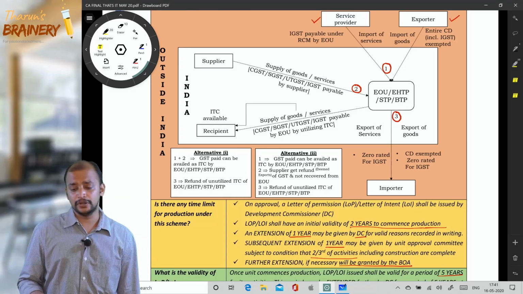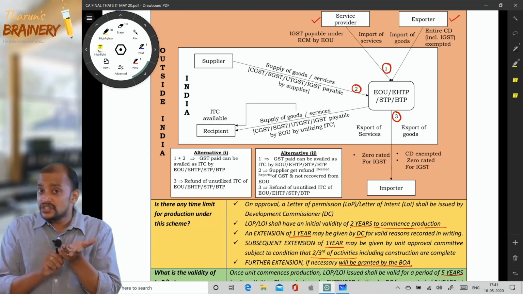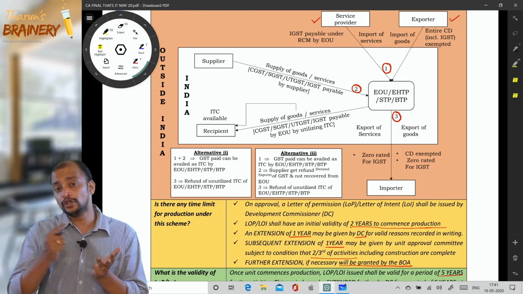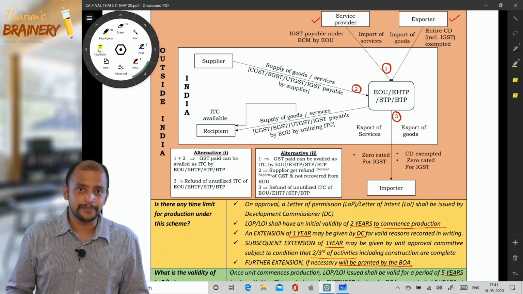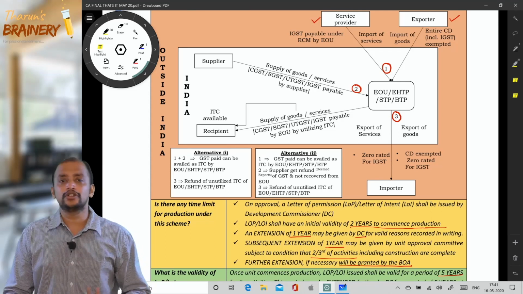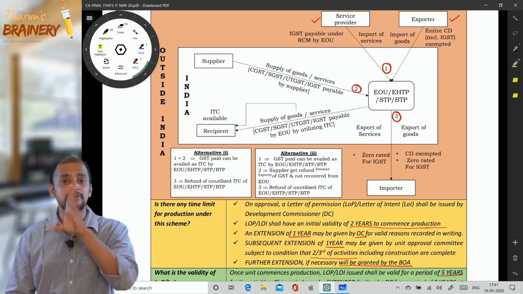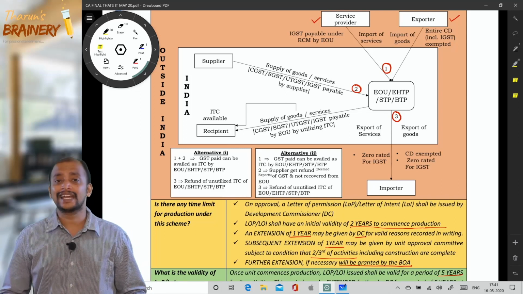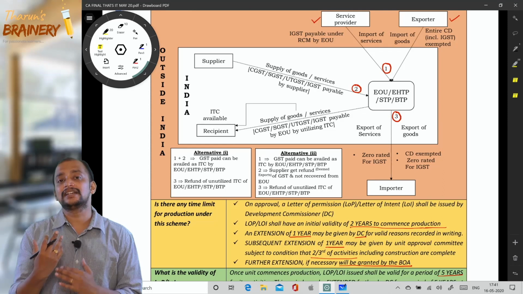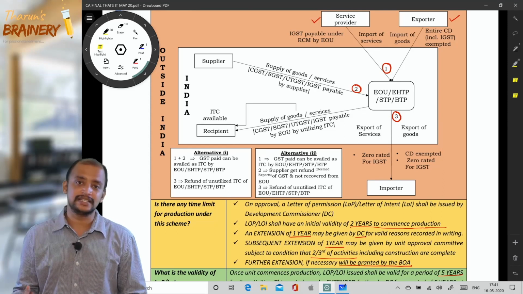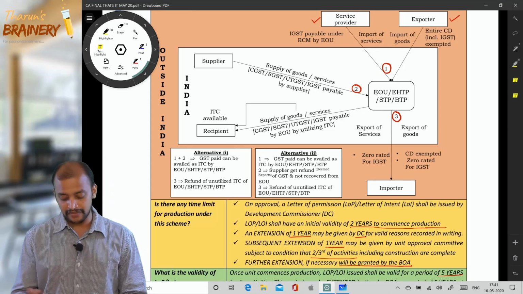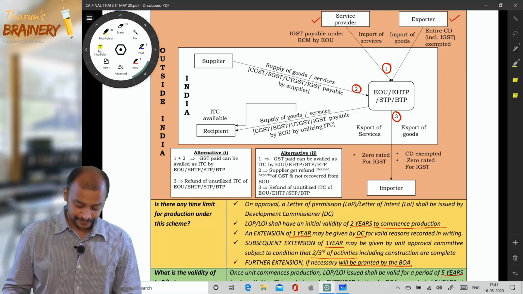Now what can they do? They are paying IGST on import of services, and even on local procurements they are paying GST. With respect to local procurements, they have 2 alternatives: either claim a refund under the deemed export scenario, or they can take ITC and get it as a refund of unutilized ITC. So that is what I have given as 2 alternatives.